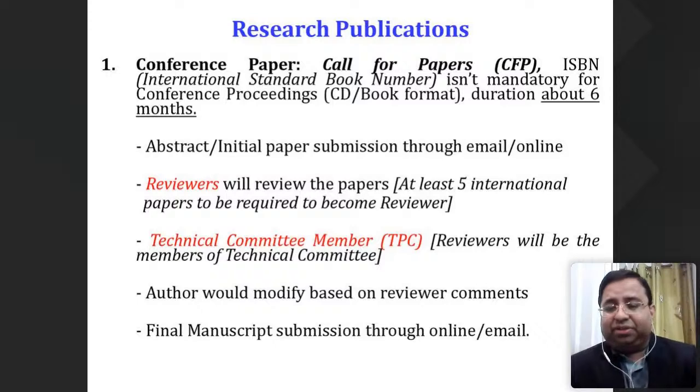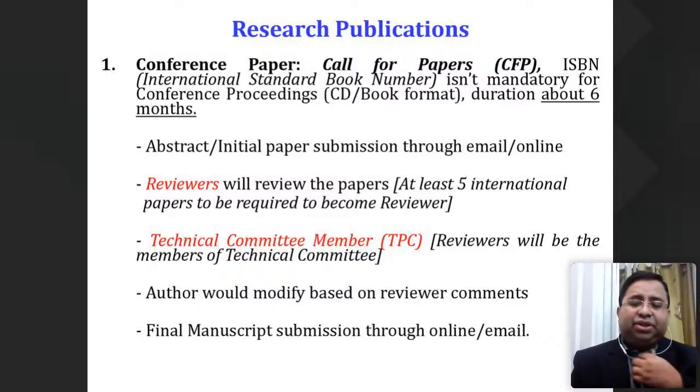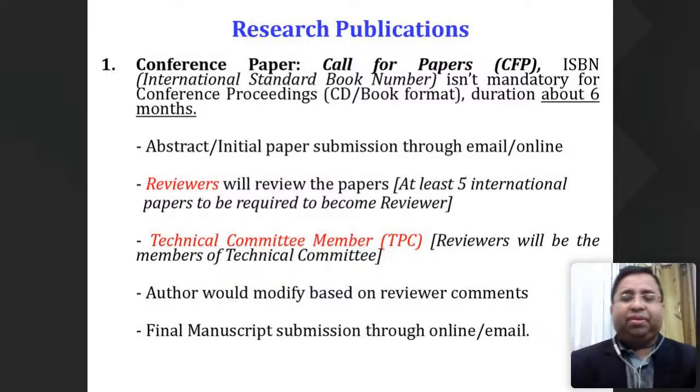It will be revised later on, because with an abstract submission it is very difficult to understand the quality of the paper. Some conferences ask you to submit the paper through email, and some use online submission. Basically, online submission is a modern technological advancement, so we prefer online paper submission for the conference.